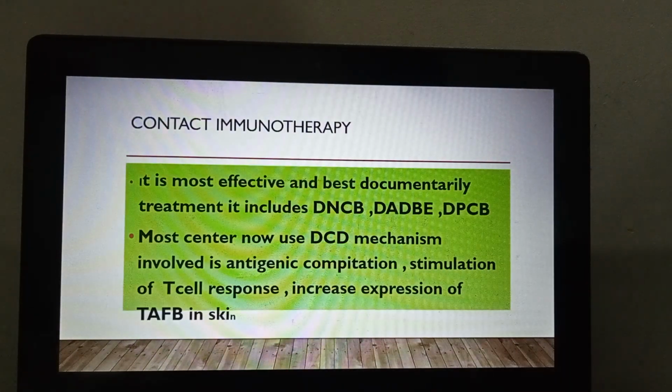Contact immunotherapy. This is the most effective and best documented treatment. It includes DNCB, meaning dinitrochlorobenzene, or DPCP and SADBE. These are contact therapeutic agents. More centers now use DPCP. The mechanism involves antigenic competition, stimulation of T cell response, and increased expression of TGF-beta in the skin.